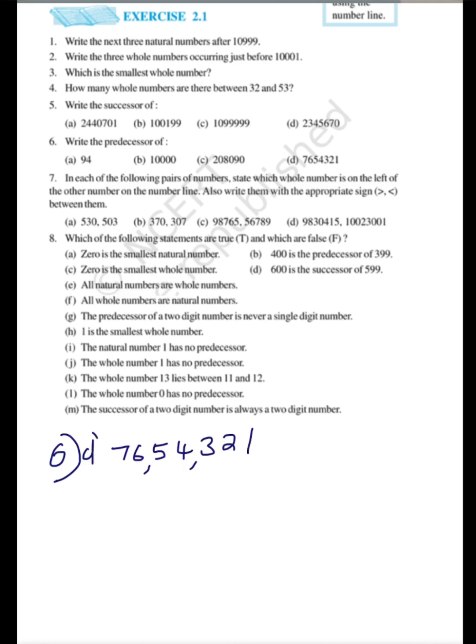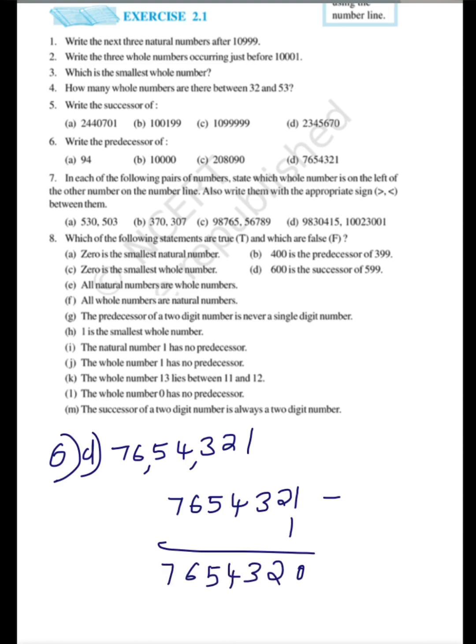Now let's see D. D is 76,54,321. Now to find the predecessor, you need to just subtract 1. Subtracting 1 will give 7, 6, 5, 4, 3, 2, 0. So the predecessor of 76,54,321 is what?